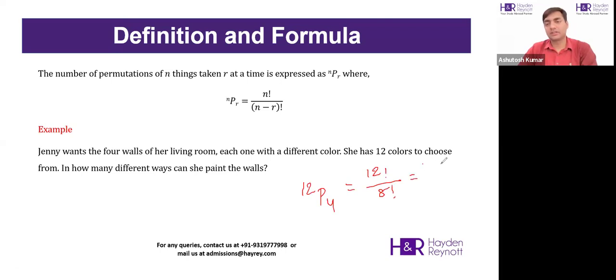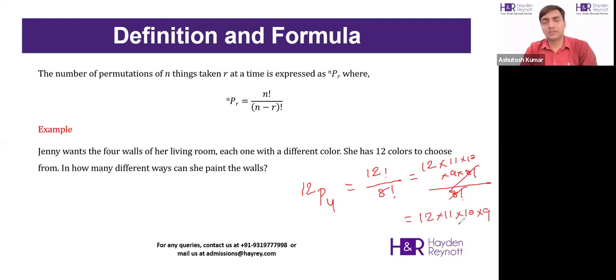Or we can also write that as 12 into 11 into 10 into 9 into 8 factorial divided by 8 factorial. Or you can simply write it as 12 into 11 into 10 into 9.